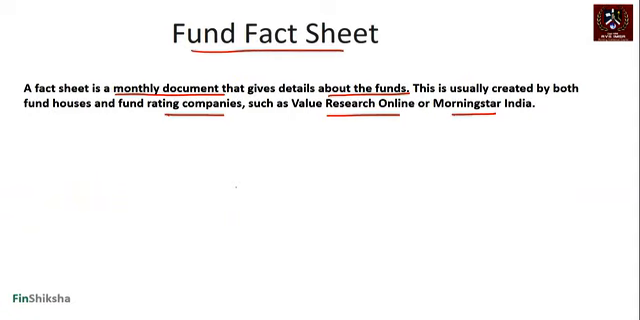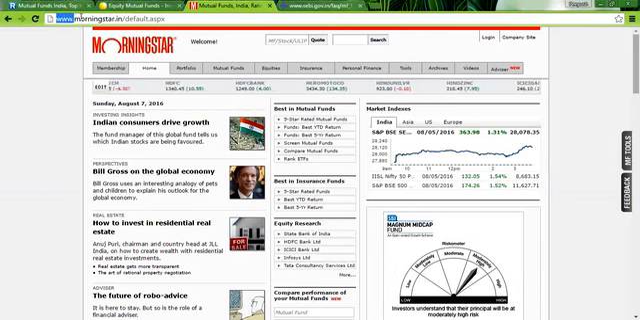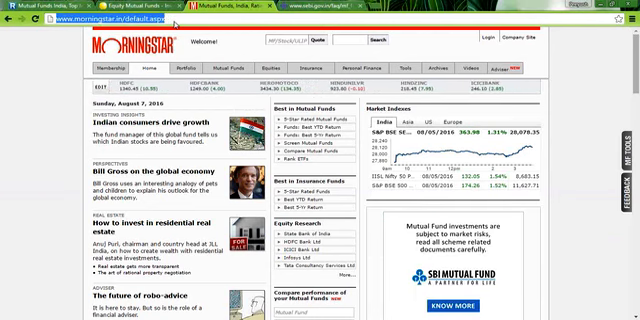We will come towards rating of funds in our next section, but at this point of time, we're going to look at primarily what the fund fact sheet is going to look like if we go to, let's say, a website like Morningstar. So let's go to that website and try and check what it looks like. So that's how your Morningstar India website would look. It's the morningstar.in default homepage.